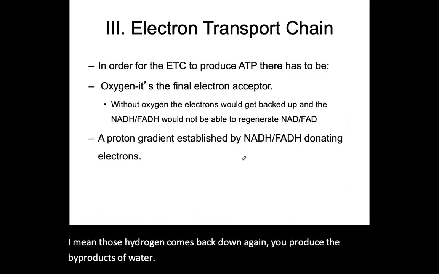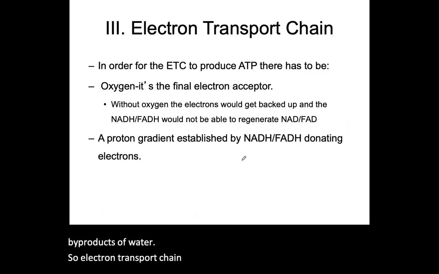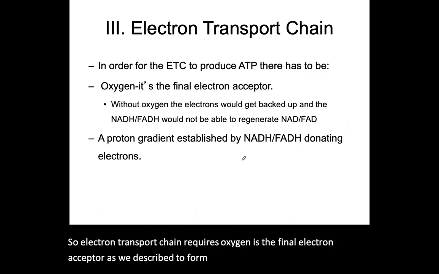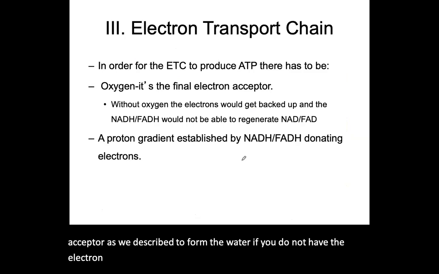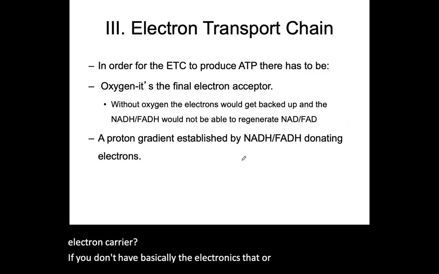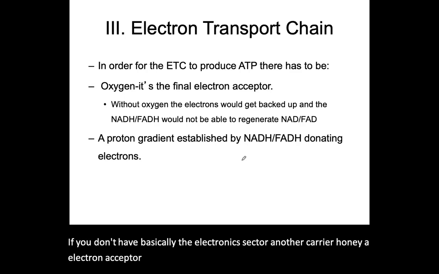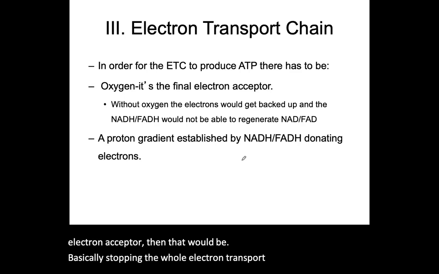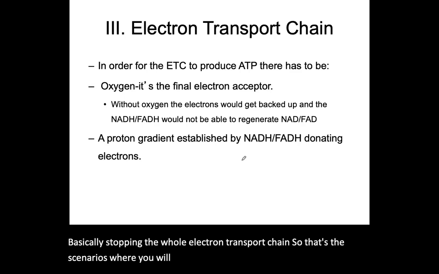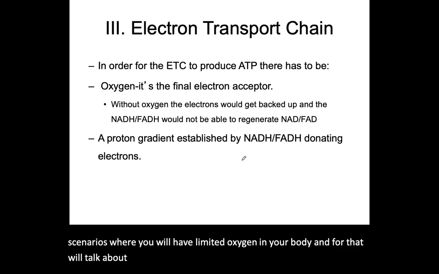So the electron transport chain requires oxygen. Oxygen is the final electron acceptor, as we described, to form the water. If you don't have the electron acceptor, not the carrier, then that would basically stop the whole electron transport chain. That's the scenario where you will have limited oxygen in your body. And for that, we'll talk about another process, which is utilizing fermentation as a mechanism of production of ATPs.